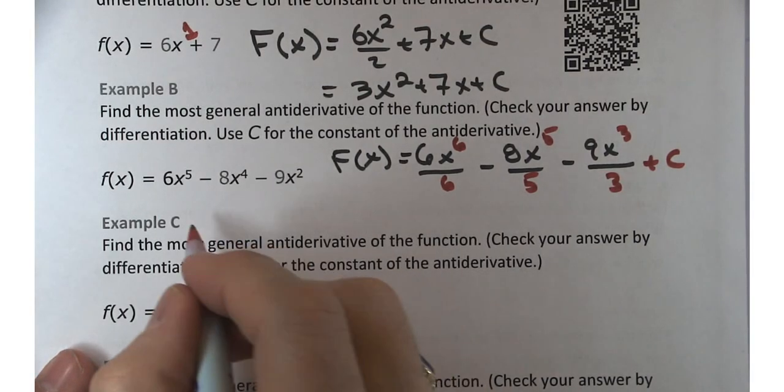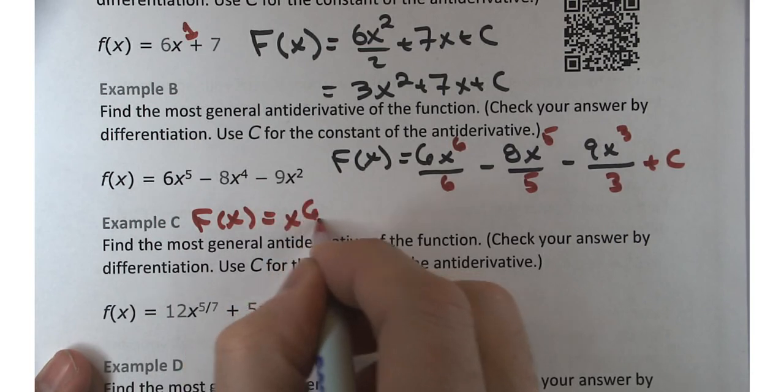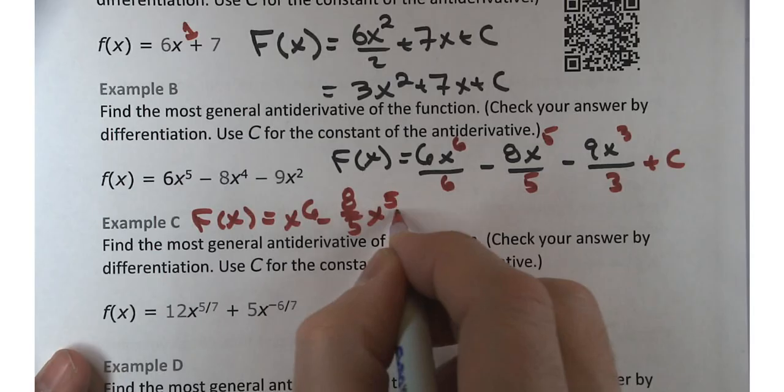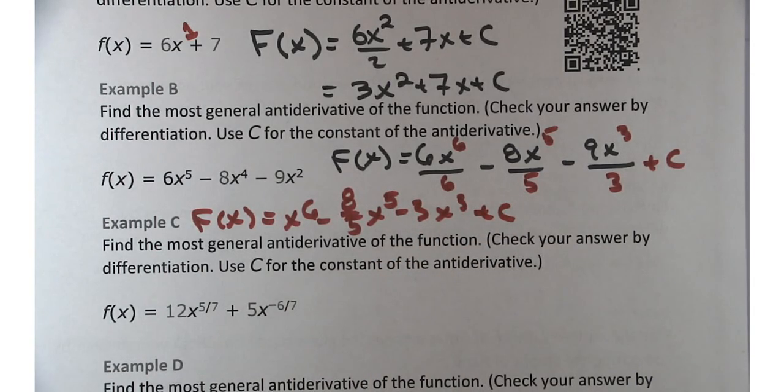Now you should simplify that. Overall, we'll get f of x is x to the 6 minus 8/5 x to the 5th minus 3 x to the 3rd plus your constant. So that's what I'll be looking for as a final answer. Are we okay with those? All right. Let's try one that gets a little bit tricky because we have these fractional exponents. Now, just because we have fractional exponents doesn't mean that our work changes when we're working with these antiderivatives.